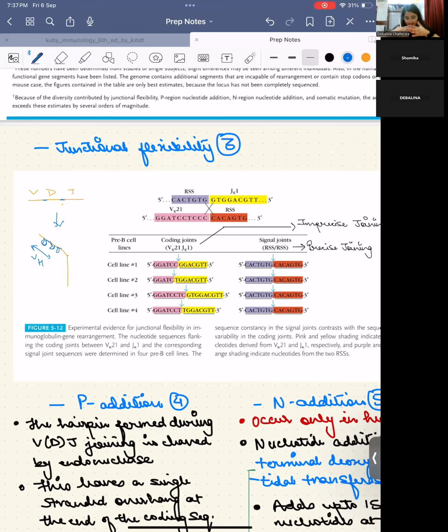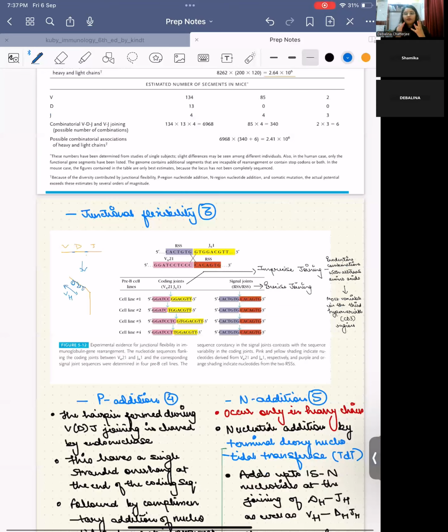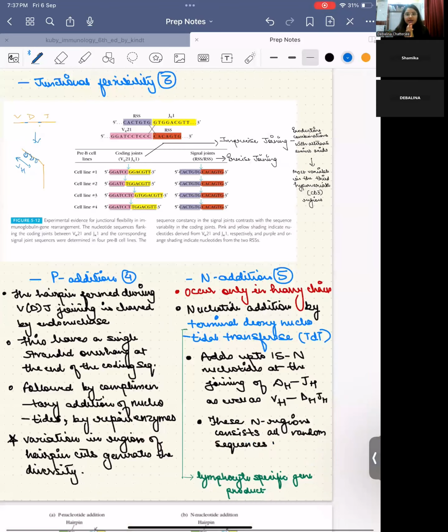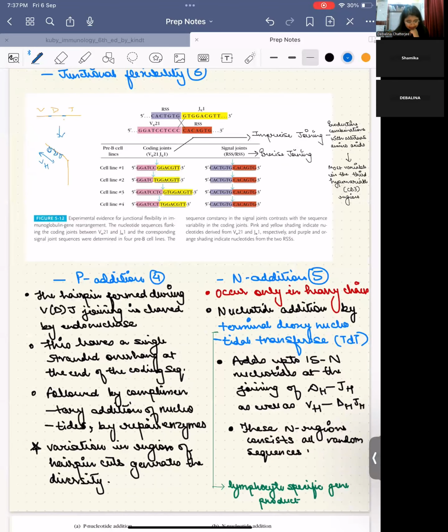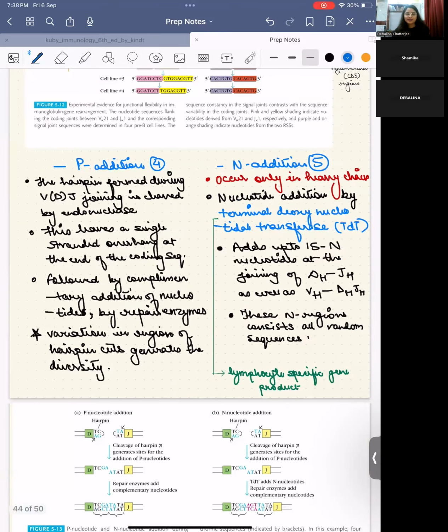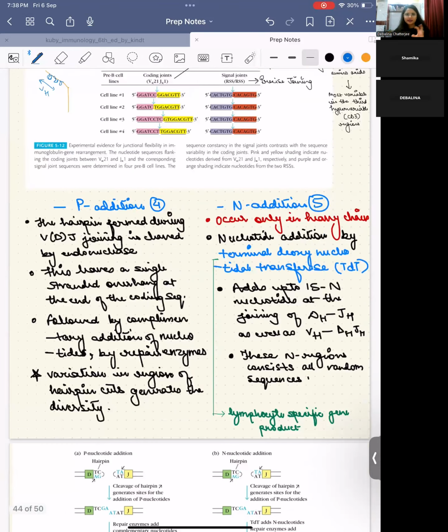Because when this joining is happening, some sort of flexibility in the nucleotides that can be added is present there. And this is what we were discussing as P and N addition. So why is this imprecise amino acid coming up? The one thing is because of the joining, we can have different combinations coming. The second thing is purposefully different nucleotides are added or deleted.